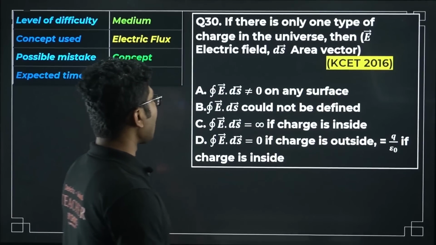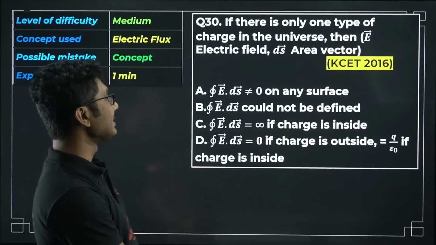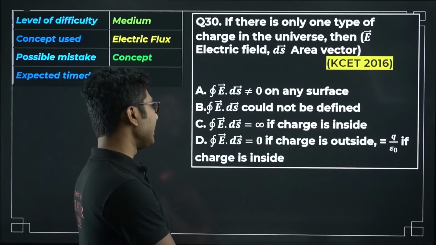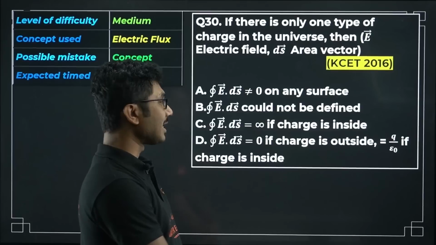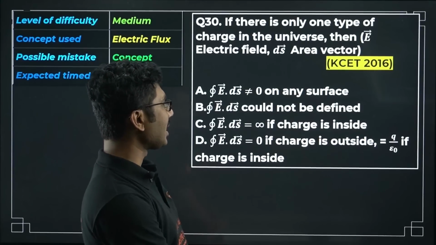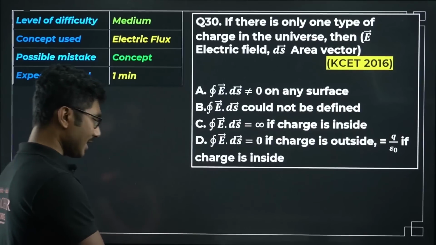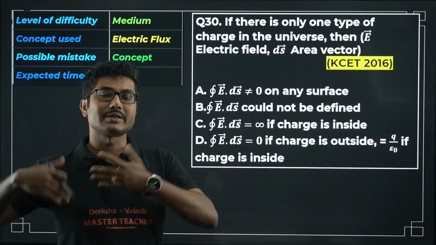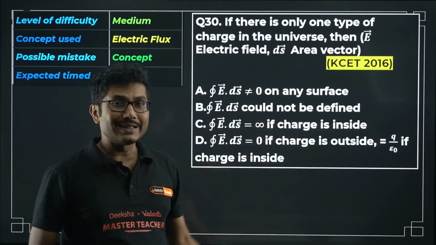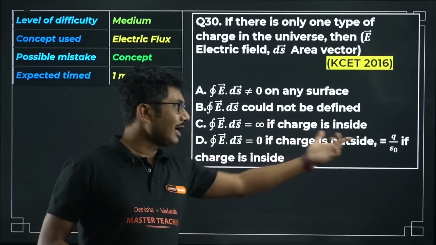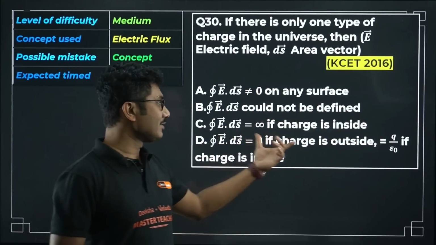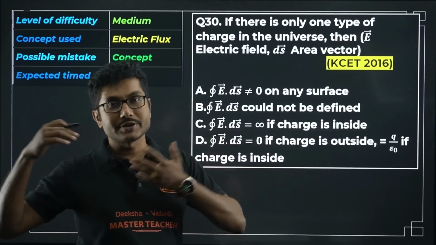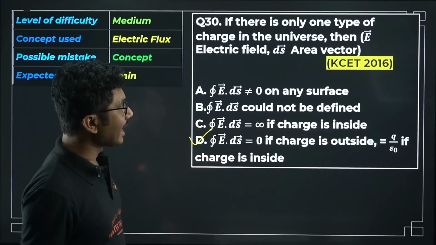If there is only one type of charge in the universe, then E is the electric field, ds is the area vector. E dot ds is not equal to 0 on any surface. E dot ds could not be defined. E dot ds is equal to infinity if the charge is inside. E dot ds equals 0 if charge is outside, and q by epsilon naught if charge is inside. As you can see, they are saying E dot ds is not equal to 0, which is not possible. If the surface is neutral, or it does not contain anything, definitely it can be 0. And as you can see, this is the statement of Gauss's law given in a separate way. So this is always true, does not matter whether one type of charge is there, 3 types of charges, or 5 types of charges. Gauss's law is a universal law, it is always correct. So option D is the correct answer for this question.